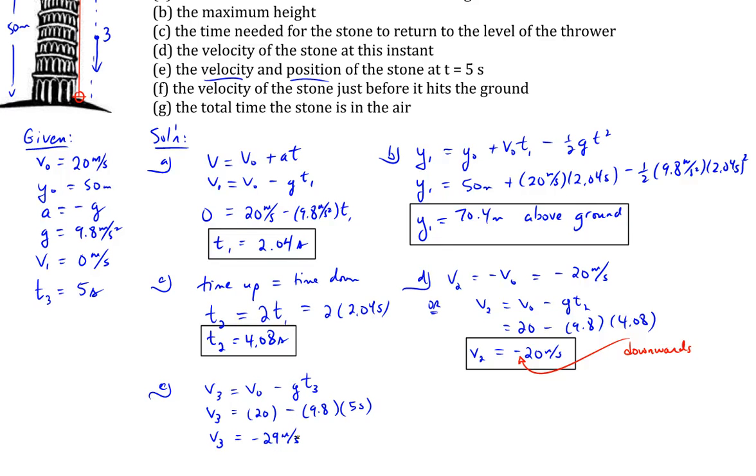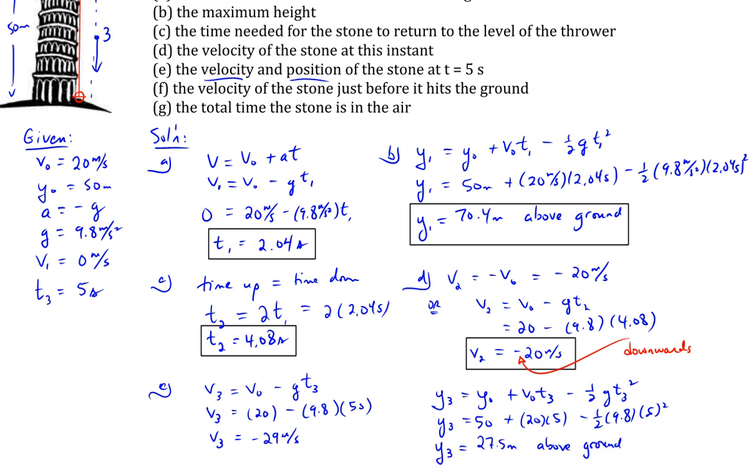And then for the position, you could use a similar equation over here. You could use y sub 3 equals y initial plus v0 t3 minus 1 half g t squared. Okay, and then your initial position is 50 plus 20 times 5 minus 1 half times 9.8 times 5 squared. And that gives you an answer of 27.5 meters above ground. Again, it's important to tell me with reference to what.